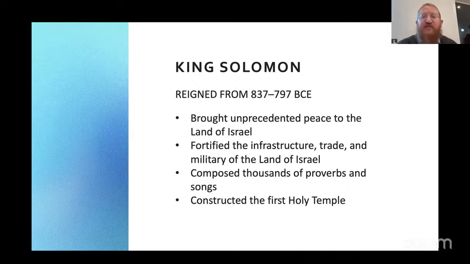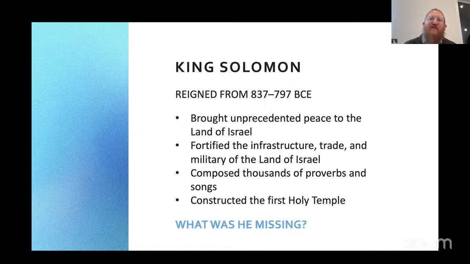He wrote the book of Proverbs, composed thousands of proverbs and songs. And also he constructed the first holy temple in Jerusalem. So he lived an incredibly fulfilling life, one would think. And yet he writes Ecclesiastes, in which he describes his angst about the meaning of it all. What's the eternal value in all the things he was doing, he was asking? Where do you find eternity? Futile vanities, things that come and go. But is there any eternal value to anything we do? That was the question he was grappling with. What was he missing?